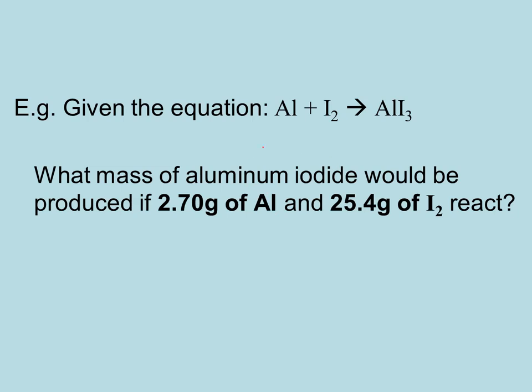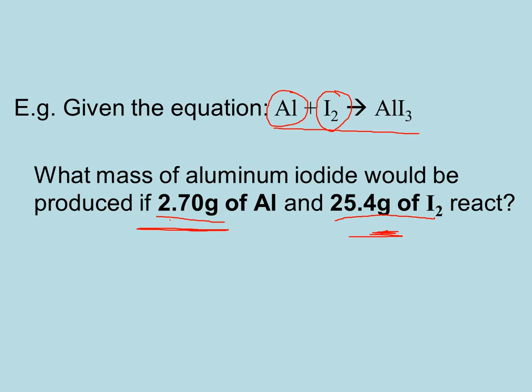Here's the example question. Given the equation, unbalanced, what mass of aluminum iodide would be produced if we have 2.70 grams of aluminum and 25.4 grams of iodine? Clearly there's not as much aluminum by mass as there is of iodine solid. There's definitely less aluminum by mass, but just because there's less aluminum doesn't mean that's the limiting reactant.